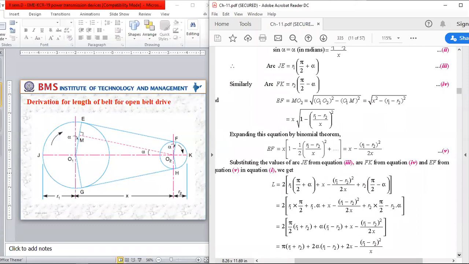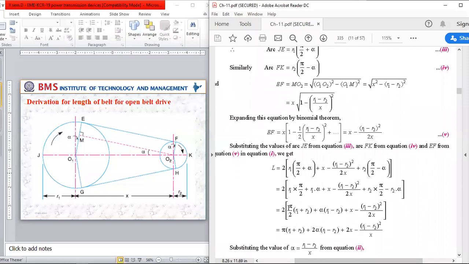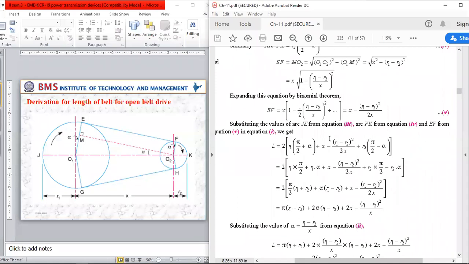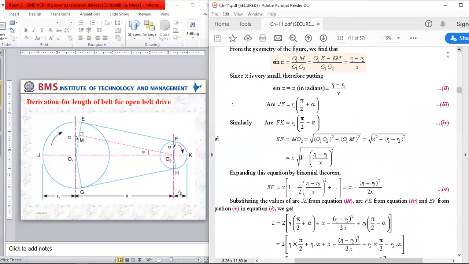Then we multiply with 2, because as I told you, it is twice of all these values. Then I'll get π(R1 + R2) + 2α(R1 − R2) + 2x − (R1 − R2)²/x. Once you got this, then substitute the value of alpha. What is the alpha value? We calculated it using trigonometry, the sine value, which is the opposite side by the hypotenuse. By using that, alpha is equal to (R1 − R2)/x.